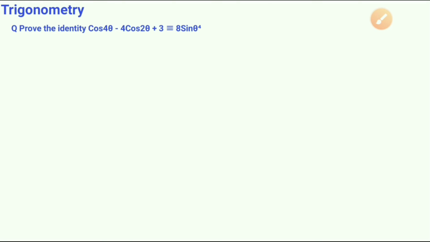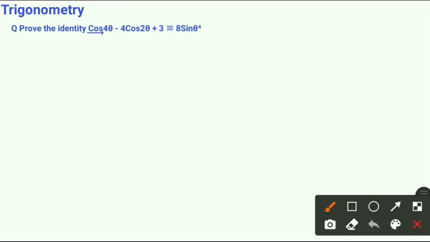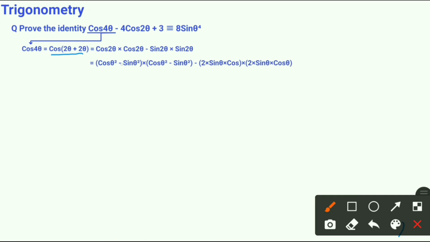We have this identity: cos 4 theta minus 4 cos 2 theta plus 3 is equal to 8 sine to the fourth theta. So we need to convert it now. Question: prove the identity cos 4 theta minus 4 cos 2 theta plus 3 is equal to this. So right now we're going to just expand this.